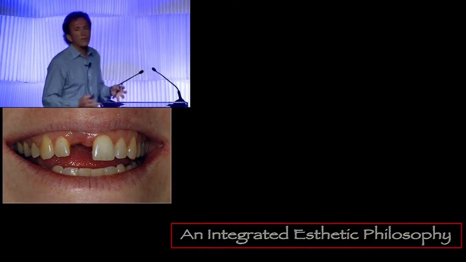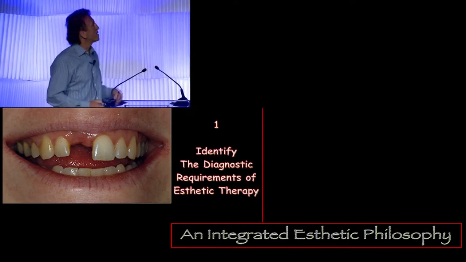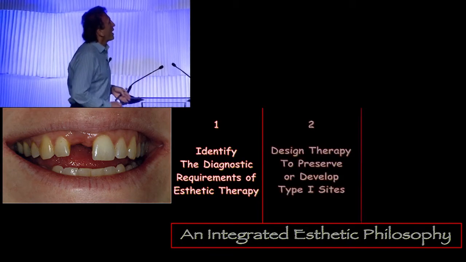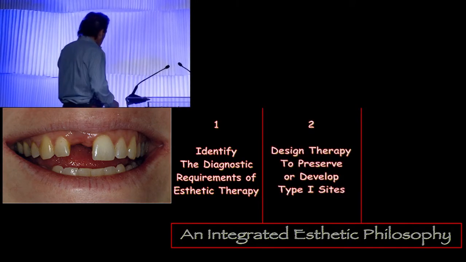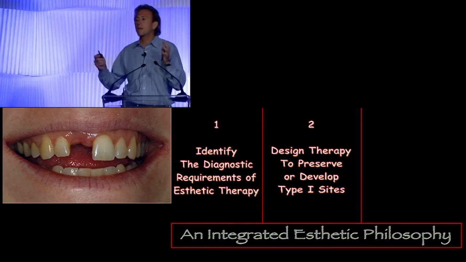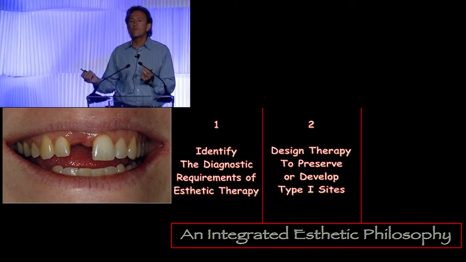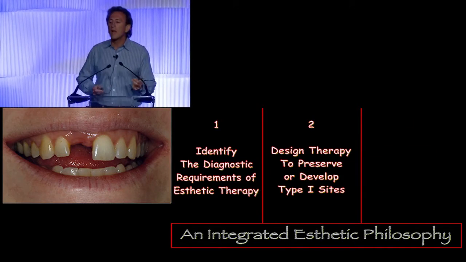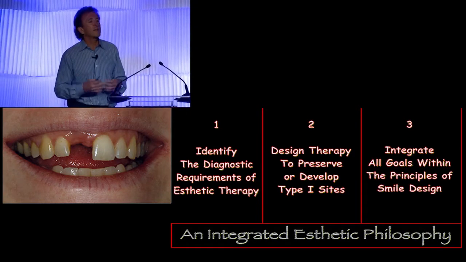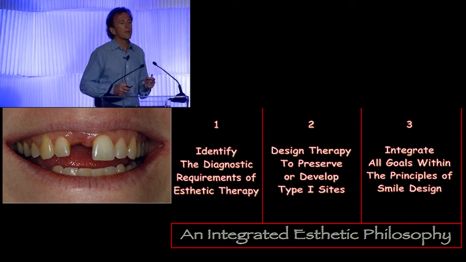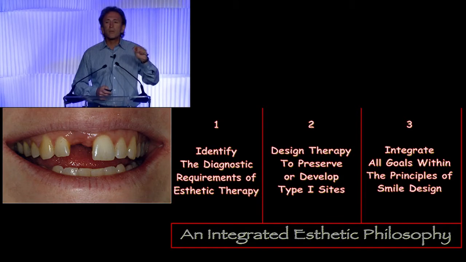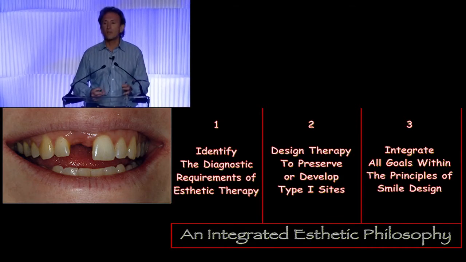So from a philosophical standpoint, if we identify a type 1 site, we try to preserve it. And we design therapy to preserve that type 1 site. And if we don't have it, we take type 2 sites and type 3 sites and reconstruct them into type 1 sites, and do all of this integrated within an aesthetic profile and aesthetic principles that we have available to us. So most of the work that we're going to talk about today relative to one abutment, one time is really all about preservation.